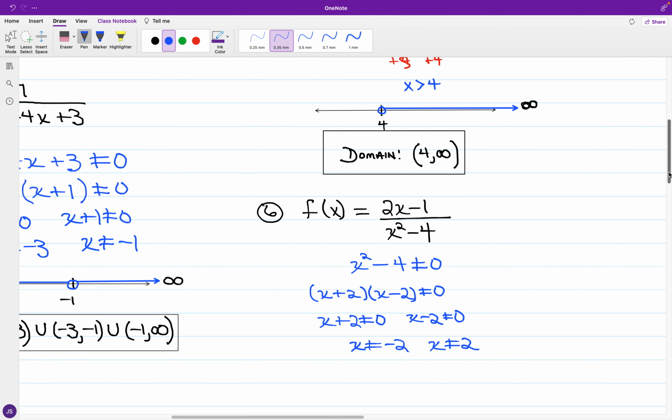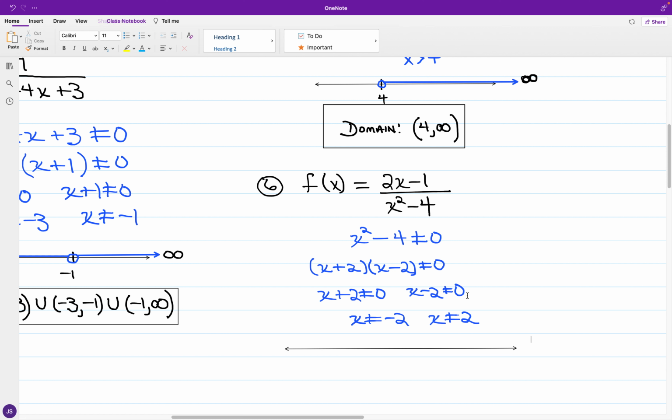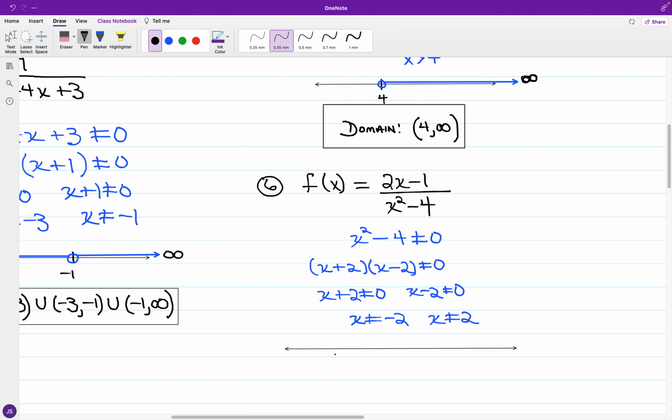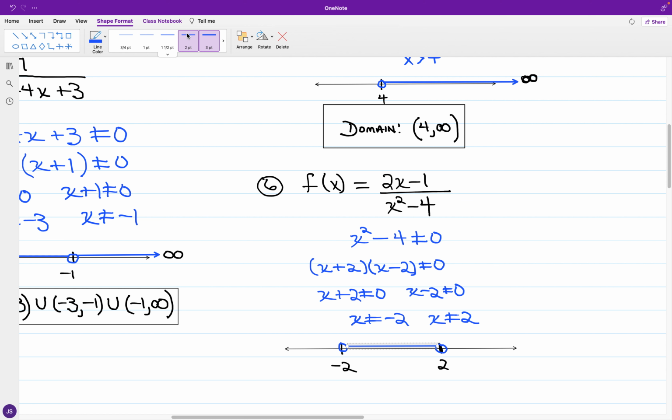Okay, so once again, we have two exclusions from the domain. And this time the numbers left out are negative and positive 2. Again, just applying the circles here, we have the separate intervals.